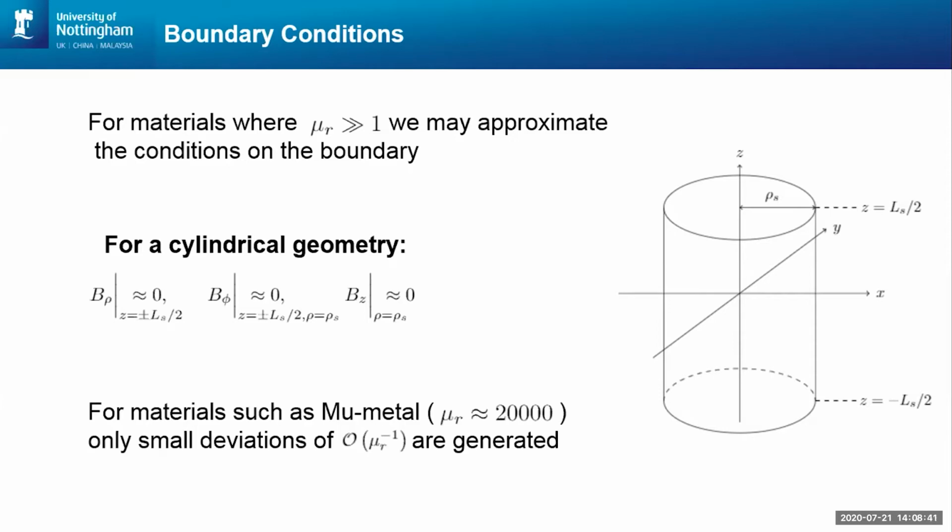And materials such as mu metal, which are typically used as magnetic shields, have a relative permeability of the order of 20,000. Only small deviations of the order of 1 over mu r are actually seen. So these are most likely not the largest source of error in a physical realization of the system. We can probably say that the approximation that we're using, that the magnetic field is approximately 0 for the different components in the different locations on the cylinder, is a valid way to model the interactions.